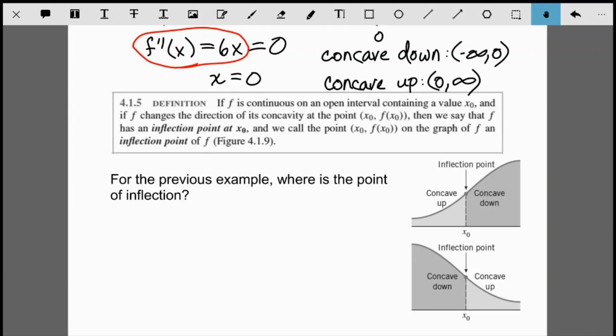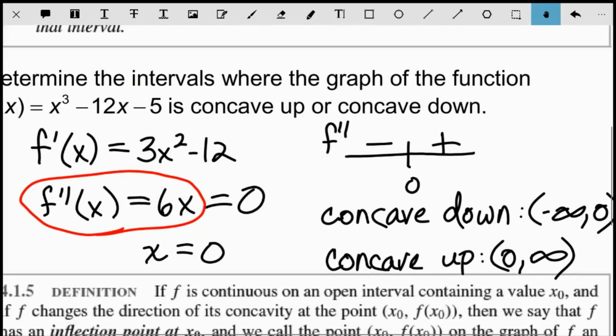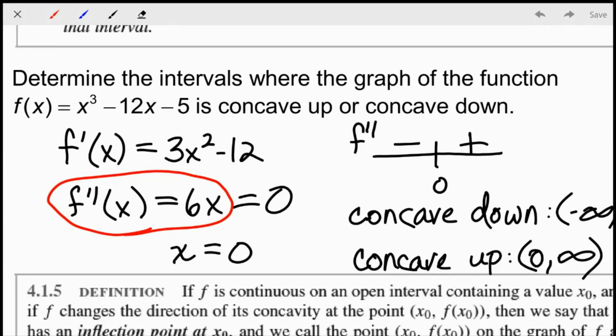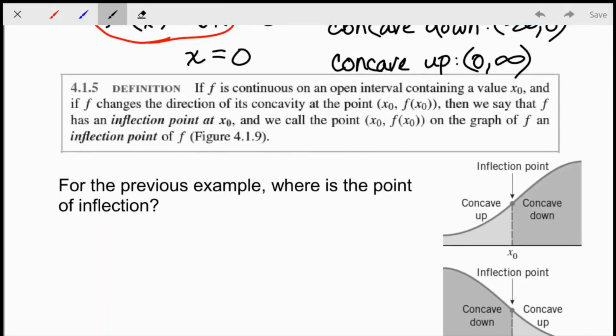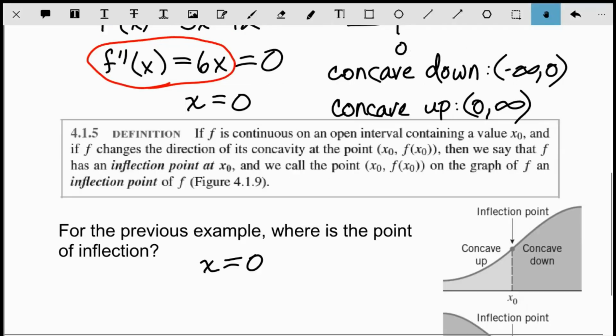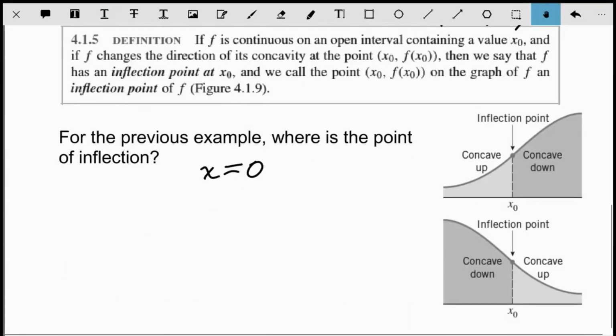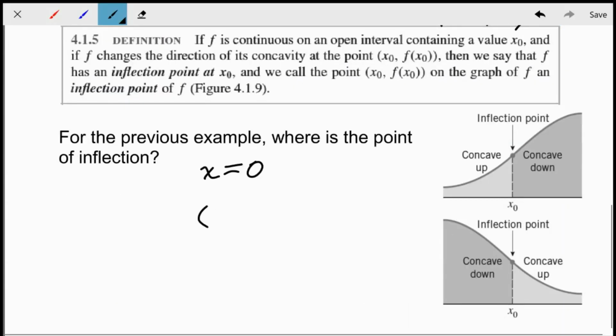And the question here says, for the previous example, where's the point of inflection? Well, take a look at our sign chart here. In our sign chart, you can see that we went from concave down and we switched to concave up. So for us, our point of inflection would be at the point where x is 0. Depending on how they ask the question, maybe we just need to say the x coordinate. X equals 0 would be where we have an inflection point, or I could give the actual coordinate. Again, it just depends on what we're looking for. This one doesn't make it very clear, so I would probably just give the entire coordinate to be safe.